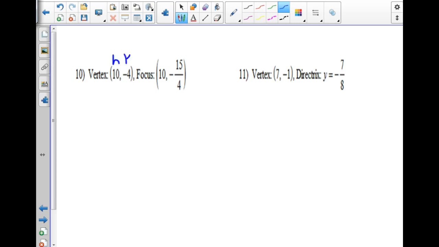Now my h and k are 10 and negative 4. The only one I care about is the k. I've got to focus on the value in this position, negative 15/4, which comes from taking k, which is negative 4, and adding on 1 over 4 times a. All right, do we understand? Tell me if you don't know how I just wrote this equation.